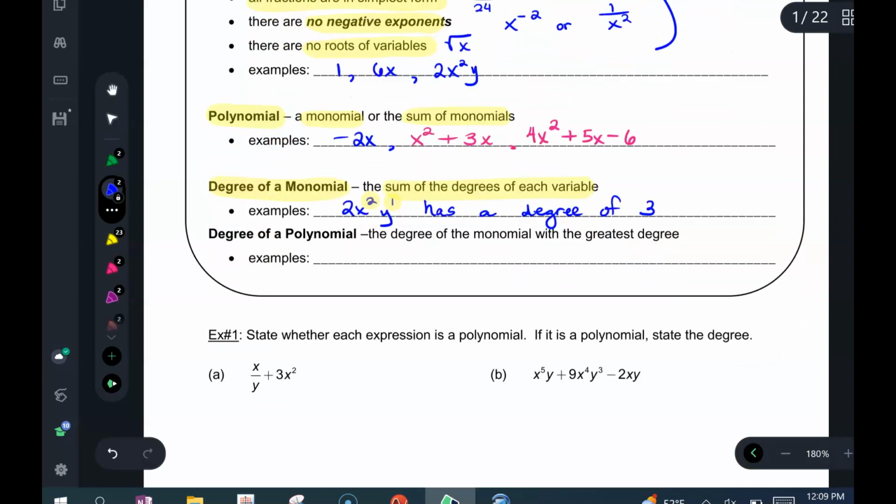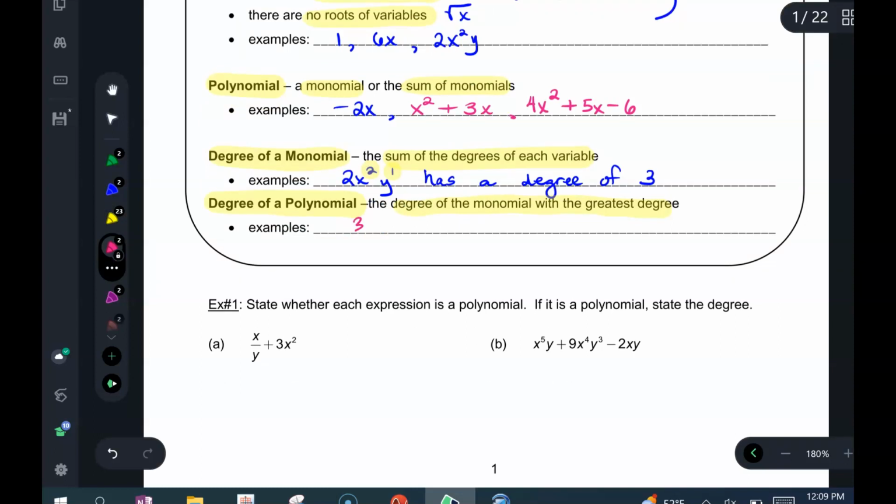Now, if you're looking for the degree of a polynomial, you basically look at the degree of each term and take the largest one. So let me give you an example. How about 3x squared plus 2x to the 5th minus 8? That would be 5.